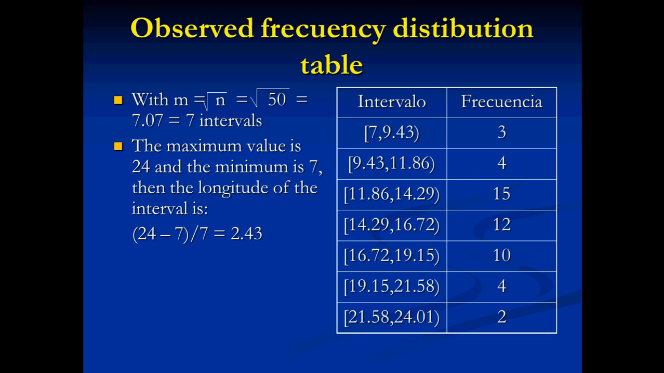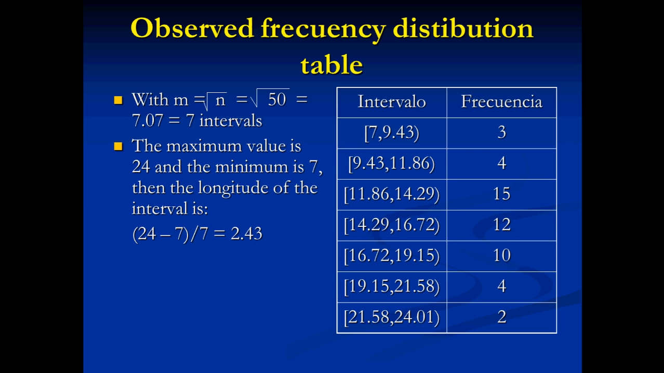Then the longitude of the interval is calculated by 24 minus 7, divided by 7, that are the number of intervals that we choose, and the longitude of the interval is 2.43. So we just take the minimum value and we add the longitude of the interval, and we keep doing that, and we have the lower level and upper level for each interval.